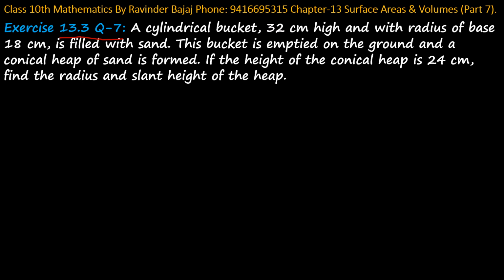Means we have a bucket. Shape of the bucket is a cylinder, and it is filled with sand, and we empty that sand on a floor. And when we empty that sand, a heap will be formed. This heap is of conical shape. So we have to find the slant height L and the radius of the cone, that is the heap. Here it is given 24 centimeter is the height of the heap. So let's start the solution.